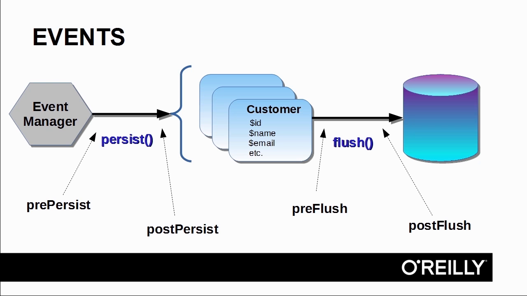Along the way, there are a series of events which are triggered, which you can then tap into. So for example, you might tap into pre-persist which allows you to inject instructions before the persist operation, or post-persist, which allows you to influence the operations after persist has been called. Likewise, before the actual work is done, there is pre-flush and post-flush.